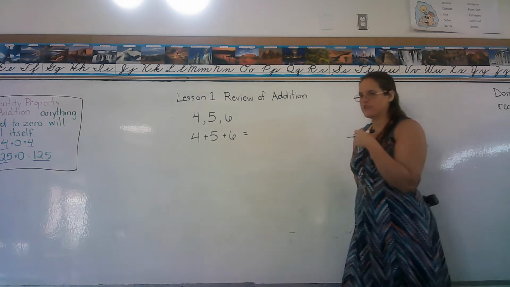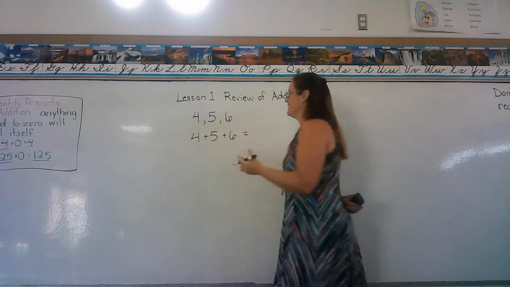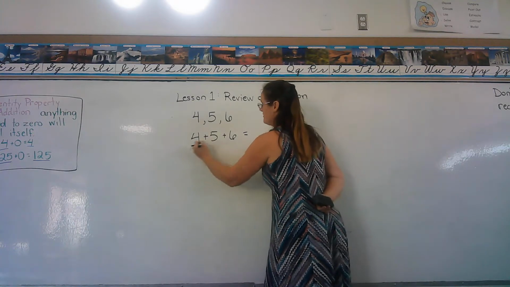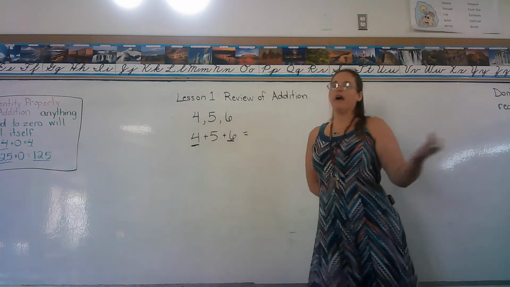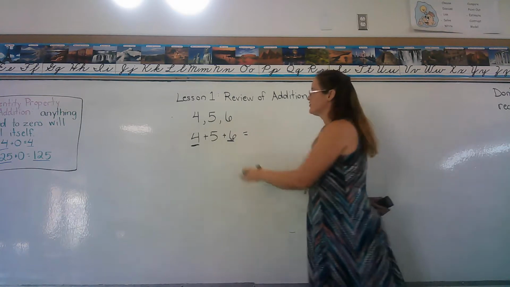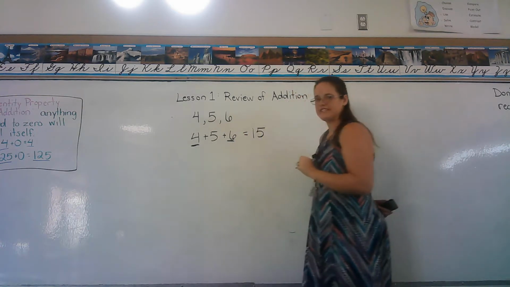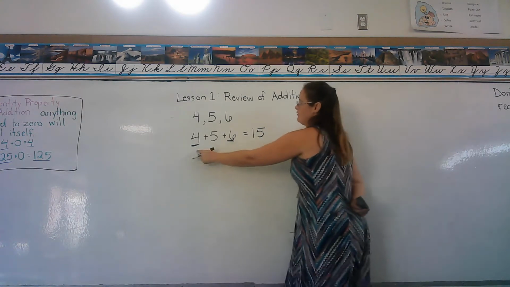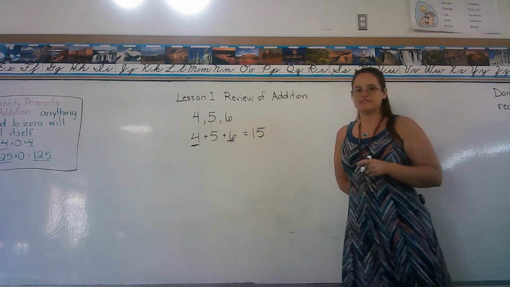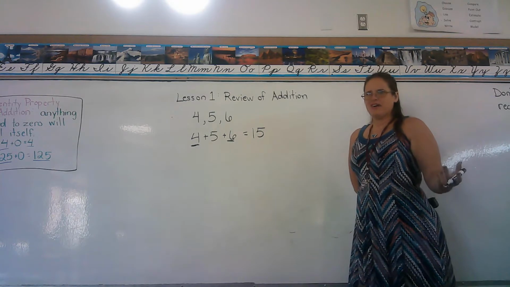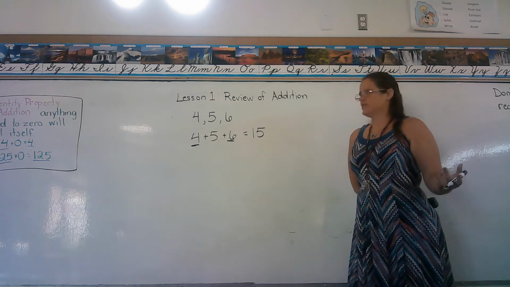If you're saying or thinking, make a 10, you would be correct. I'm looking at my 4 and my 6 and going, oh, that equals 10. So 10 plus 5, I can do that in my head, it's 15. 4 plus 5 plus 6 is 15. How else can I add those three numbers?